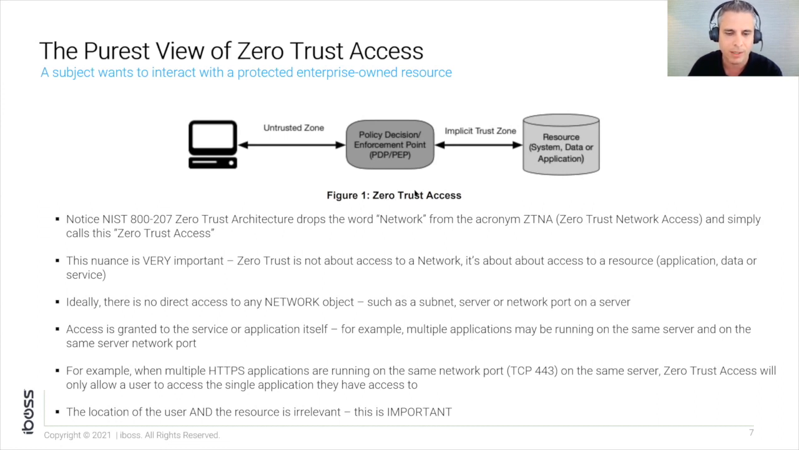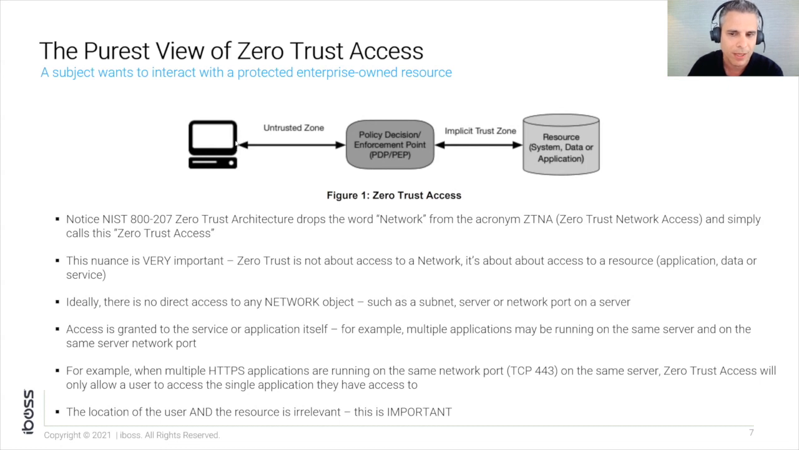The way NIST sees this is Zero Trust Access without the network component, because when you're thinking about the notion of a session, as they describe it, this is really not about network access or server access. It's about application access or resource access. And they're pretty clear that their model is about resource access.